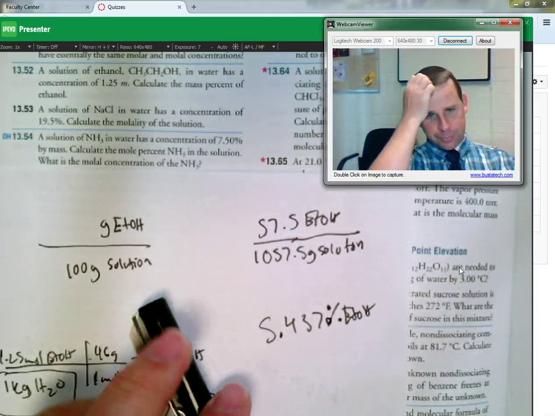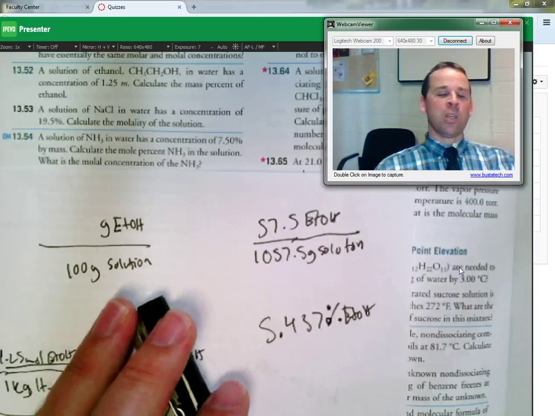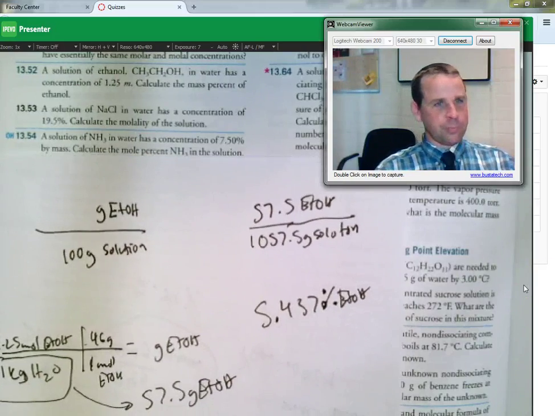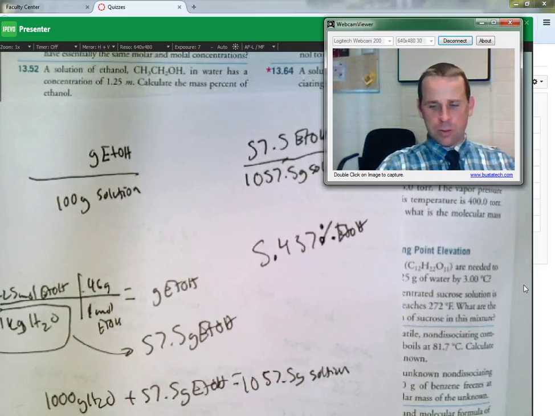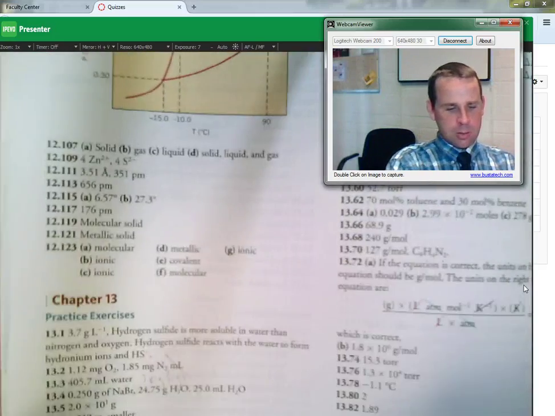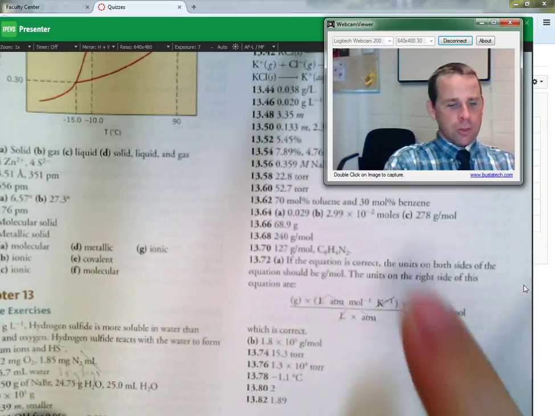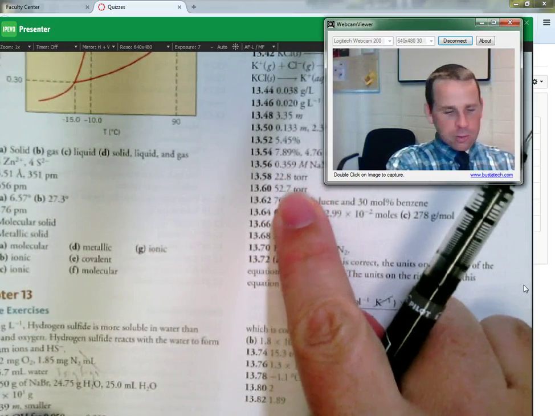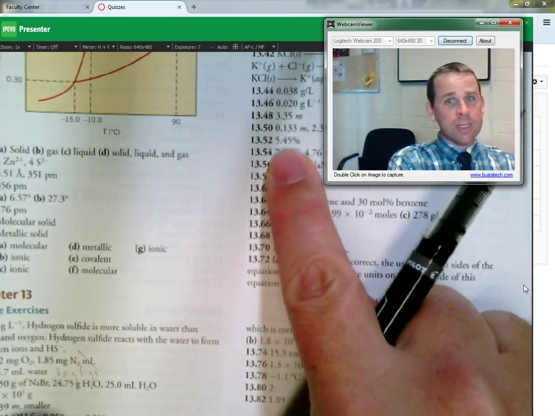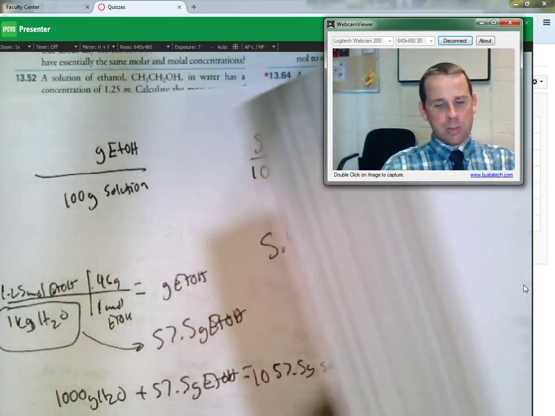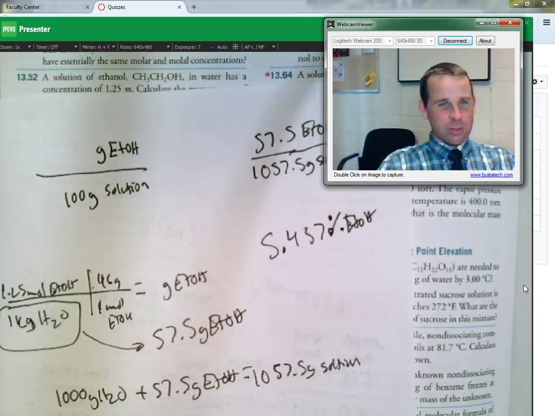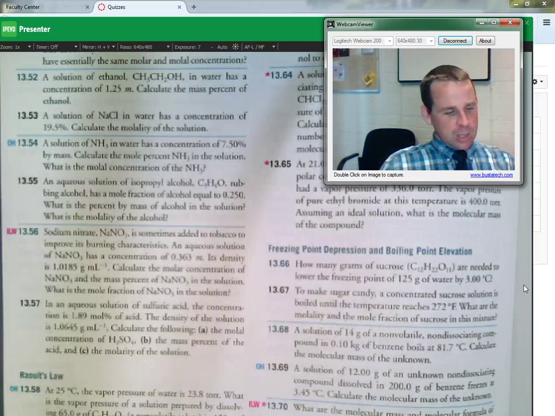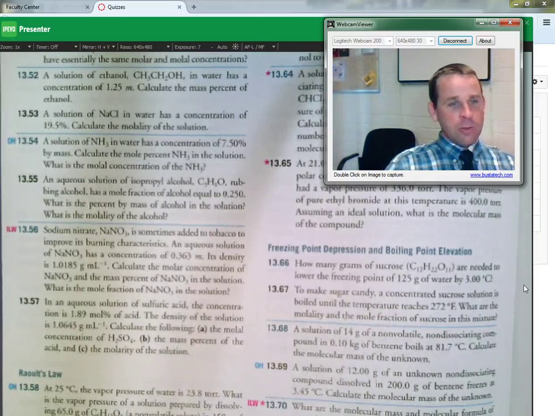All right, so that's how we solved number 1352. Let's double check and make sure we got the right answer here. 1352, 5.45%. So we were off a little bit, but probably because the molar mass of ethanol was a little bit different than just 46, but that's all right. We're okay. All right, 1354.